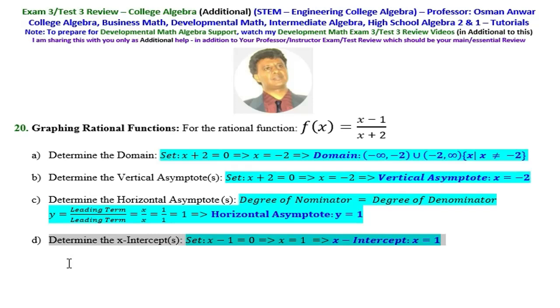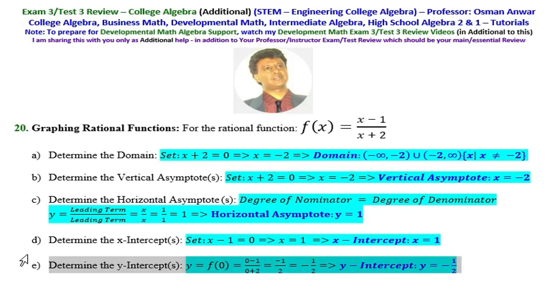Then determine the x-intercept. This time set the numerator equal to 0, x minus 1 equal to 0, that is x equals 1, that is the x-intercept is x equals 1. E. Determine the y-intercept. This is y equals f of 0, that is 0 minus 1 over 0 plus 2, which is minus 1 over 2, that is equal to minus half, that is the y-intercept is y equals minus half.